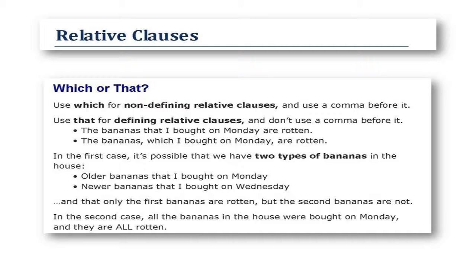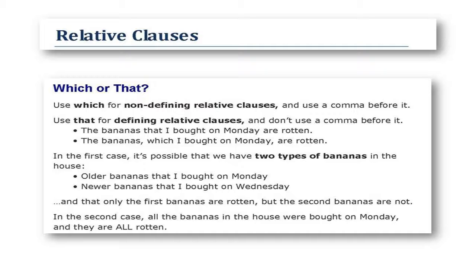Which or that. Use which for non-defining relative clauses and use a comma before it. Use that for defining relative clauses and don't use a comma before it. The bananas that I bought on Monday are rotten. The bananas, which I bought on Monday, are rotten.